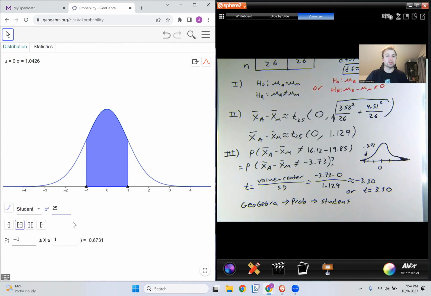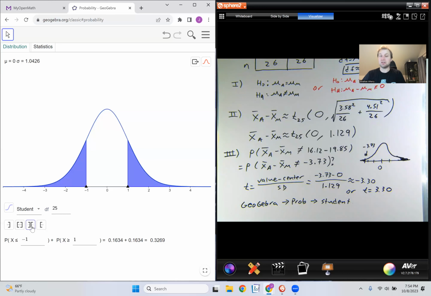We'll see what the actual standard deviation is here in a second. And I want to shade out two-tailed. So I'm choosing this option that has my brackets going out. I use degree of freedom of 25. And I'm going to use my t-scores. I put my t-scores in here, and I'll spit the p-value out over there. Negative 3.30. And on the other side, positive 3.30.